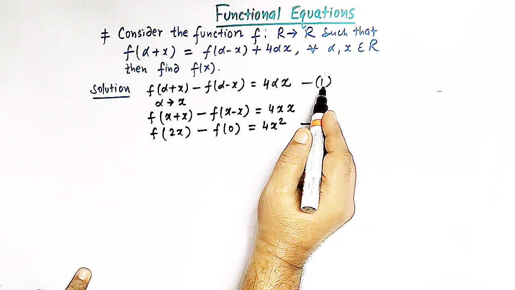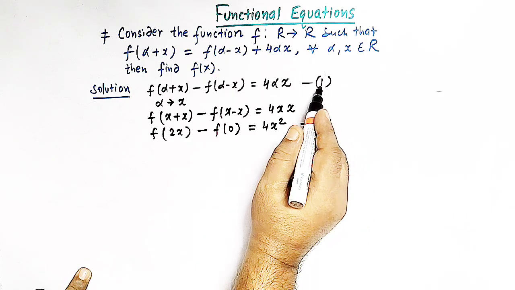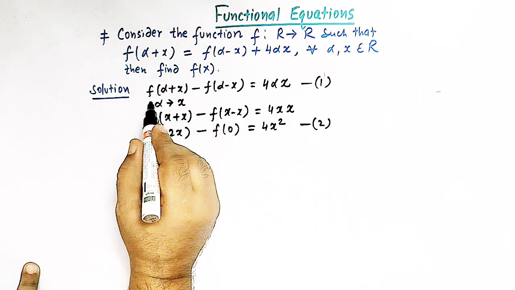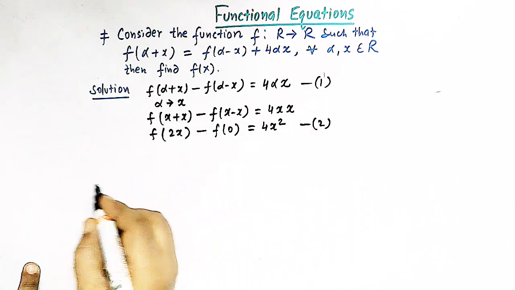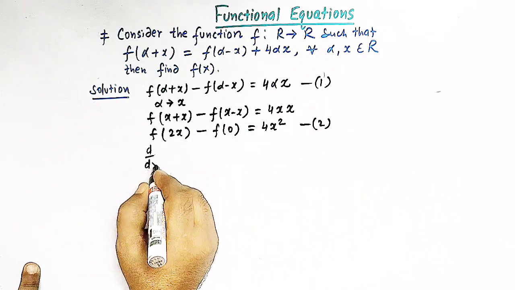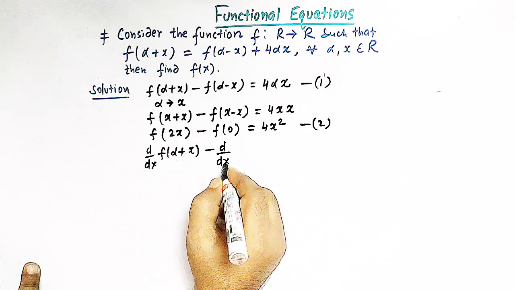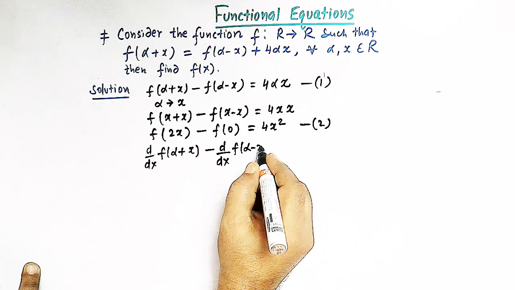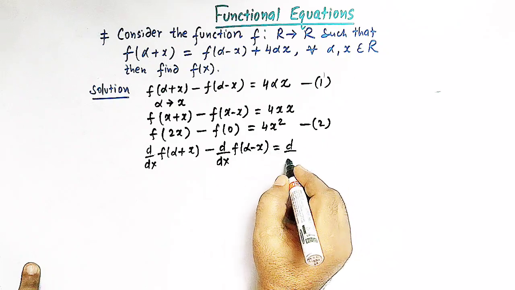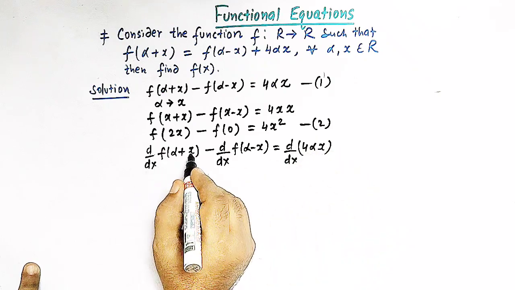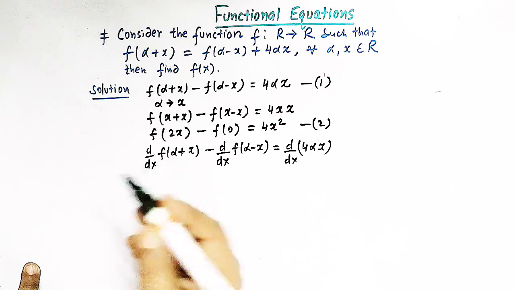Now what we will do is differentiate equation 1 with respect to x. Derivative serves as a powerful tool to solve functional equations. So let us differentiate both sides of equation 1 with respect to x. We can write d by dx of f of alpha plus x, minus d by dx of f of alpha minus x, and d by dx of 4 alpha x. Here we'll treat x as a variable and alpha as a constant.